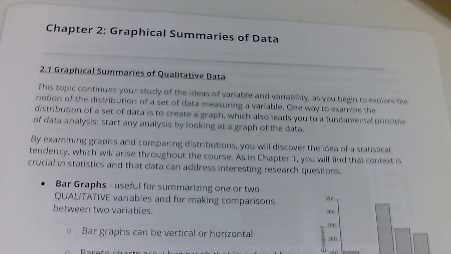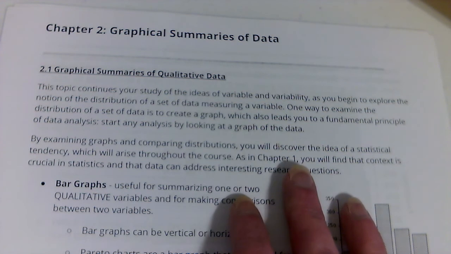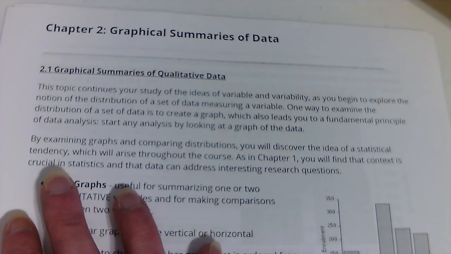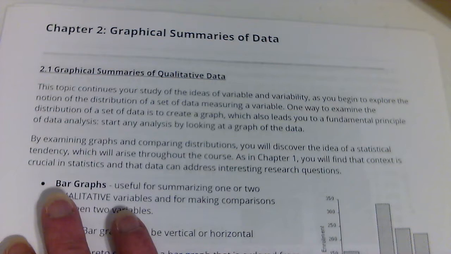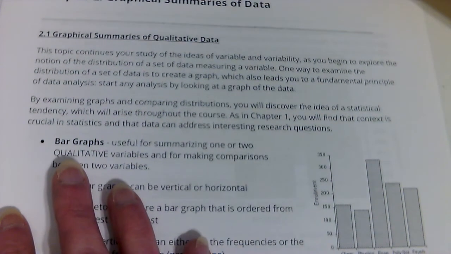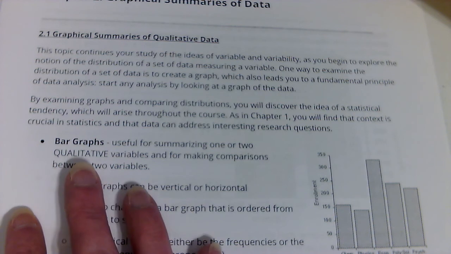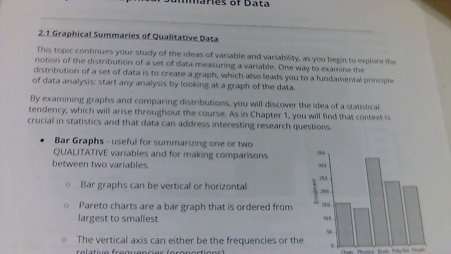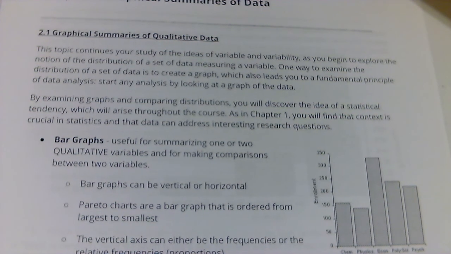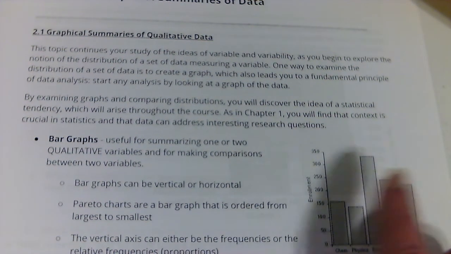The way we would look at this is mainly with a distribution, how that data is distributed among those categories. And we'll discover the idea of statistical tendencies. One way we can look at qualitative data is through bar graphs. This is very useful for summarizing one or two qualitative variables and making comparisons between them. Bar graphs can either be vertical or they can be made horizontally.